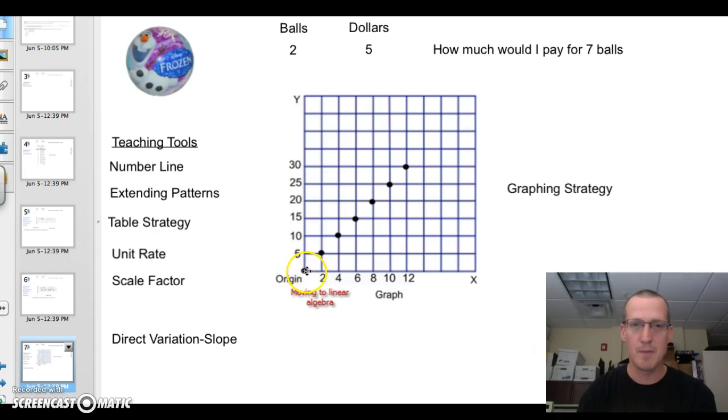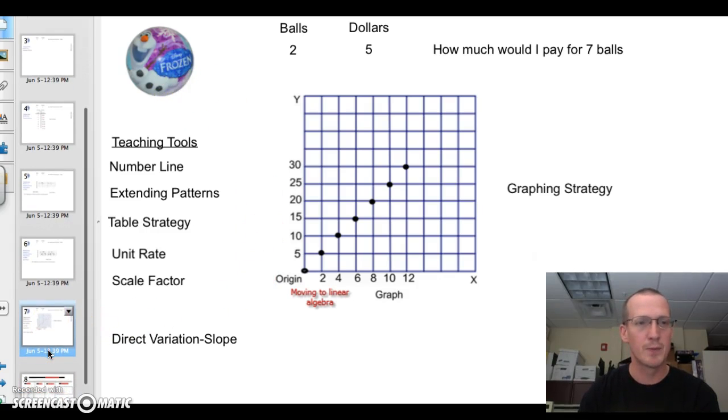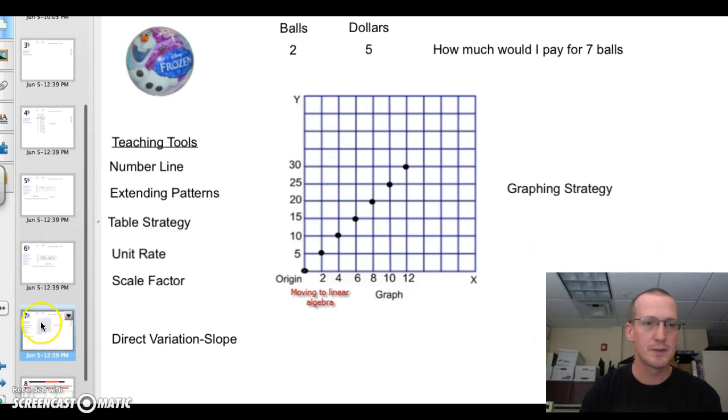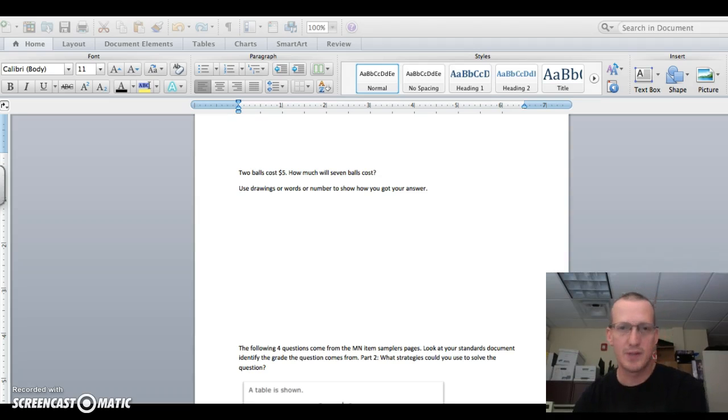But then everything on this line could be an answer to that problem. So one ball would be $2.50, and I keep going all the way up. So those are just some things to think about as you're going through. The next piece, some of those problems that you solve. 2 balls cost $5. How much will 7 balls cost?